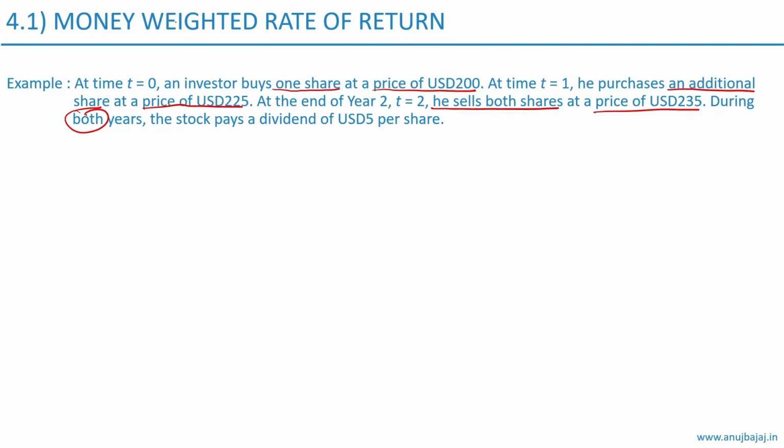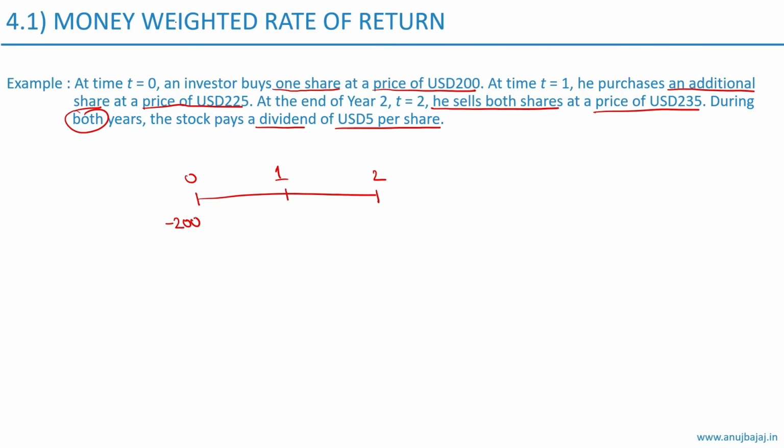During both the years, the stock pays a dividend of $5 per share. Let us draw a timeline to understand the cash inflows and outflows. At time 0, he purchased a share for $200. So, at time 0 there was a cash outflow of $200 and there were no other cash flows.